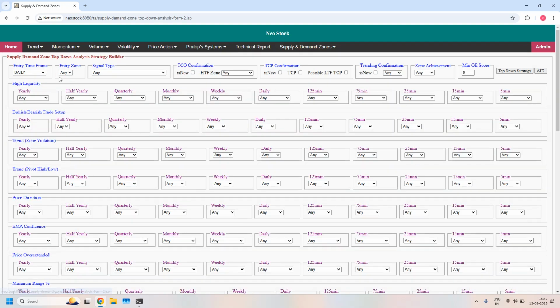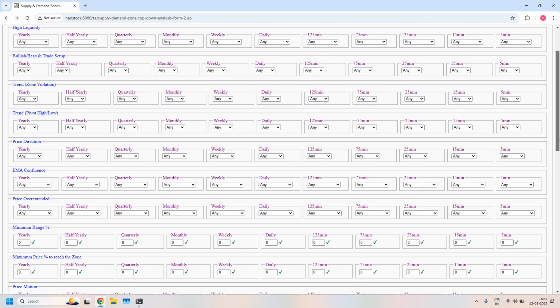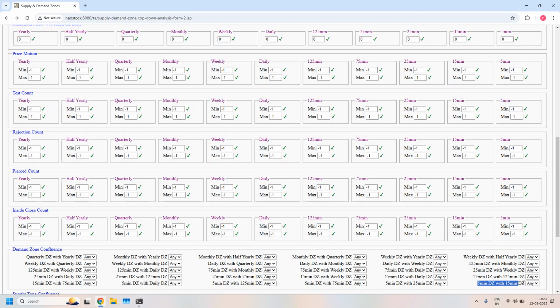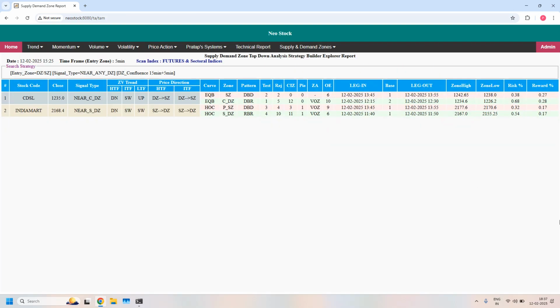Next time frame is 5 minutes. Stocks near 5 minutes demand zone, we got 4 stocks. Out of these 4, how many demand zones are having ITF confluence? Let us verify. That is 5 minutes demand zone with 15 minutes demand zone confluence. So with this filter, we got 2 stocks. Second one is a pierced zone, you can ignore. Only 1 stock.